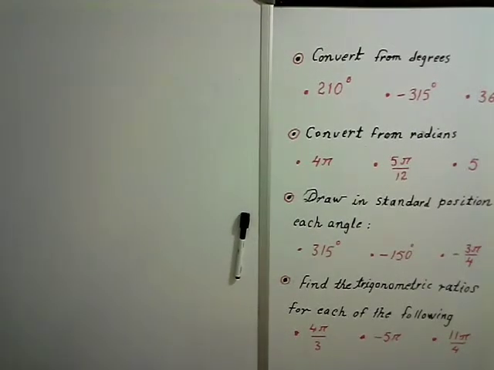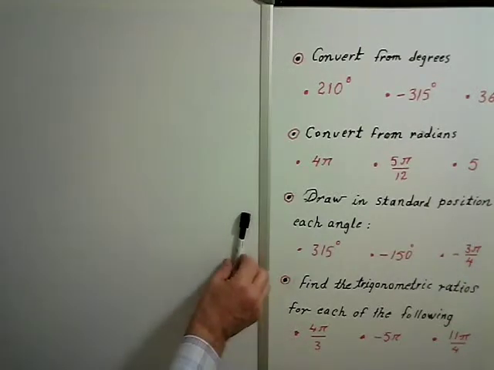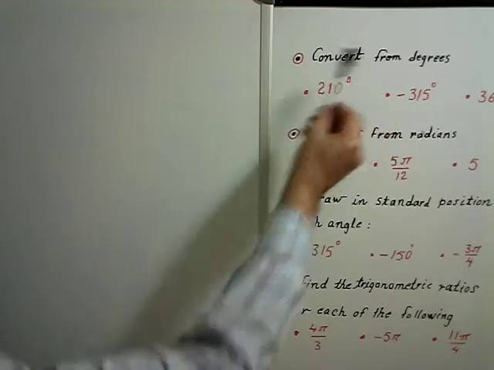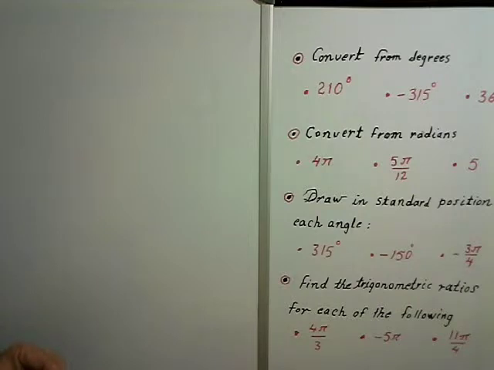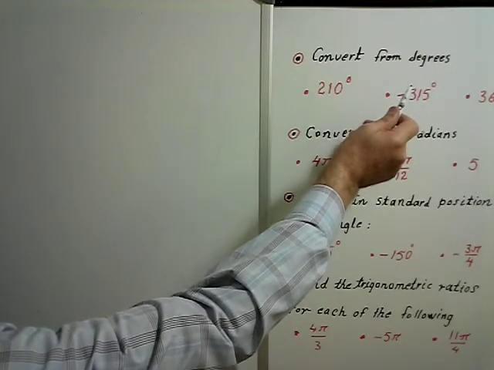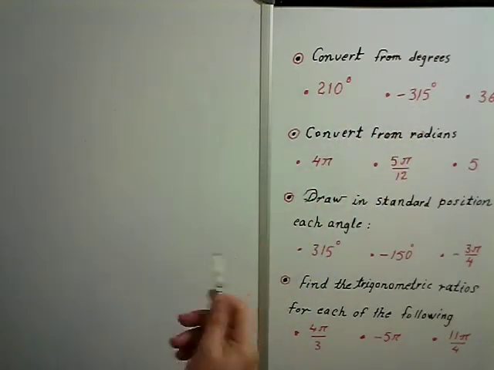Welcome back. Here we are going to solve some examples as a revision for what we did in the last few videos. The first one says: convert from degrees. So we have angles in degrees, and we need to convert them into radians.